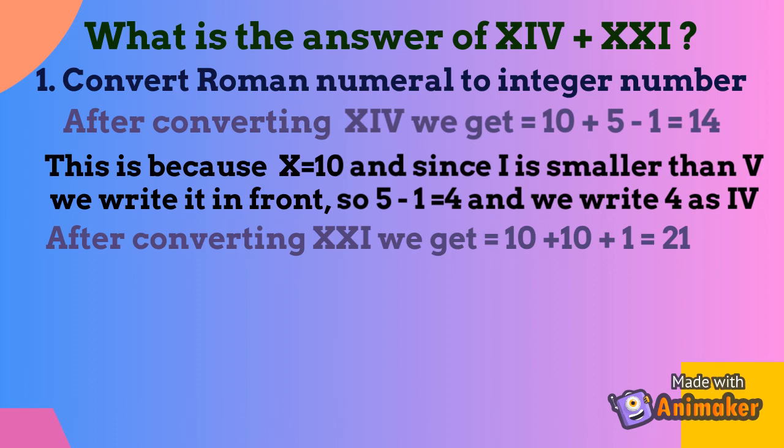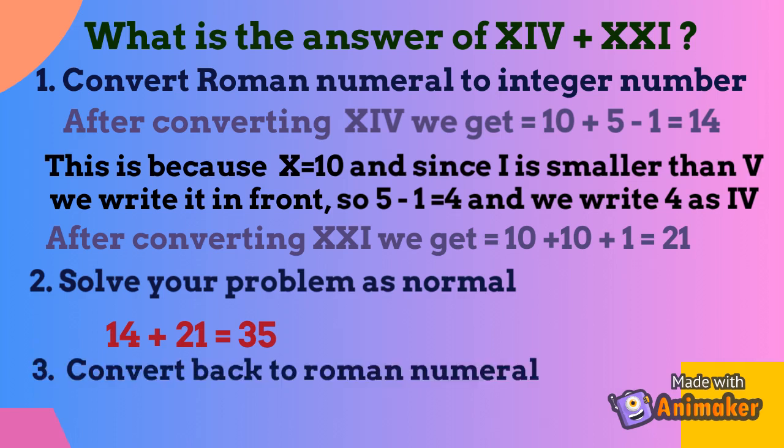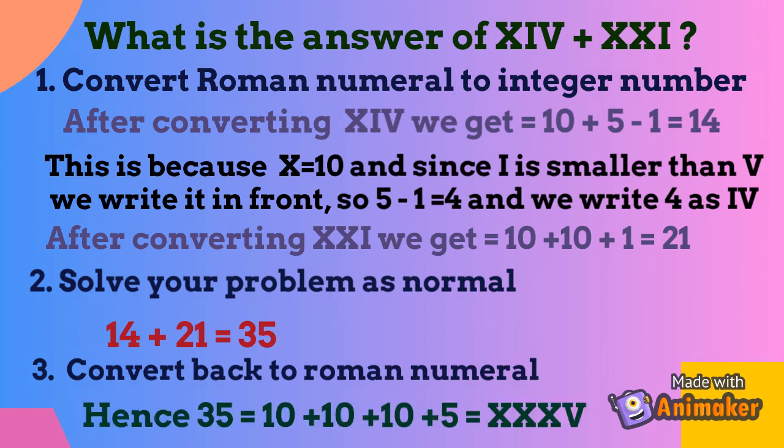Then the second rule, solve your problem normally. For XIV the answer came 14, and for XXI the answer came 21. Then the total result is 35. Then the number 3 rule, convert the number back to a Roman numeral. Hence, we write 35 as XXXV.